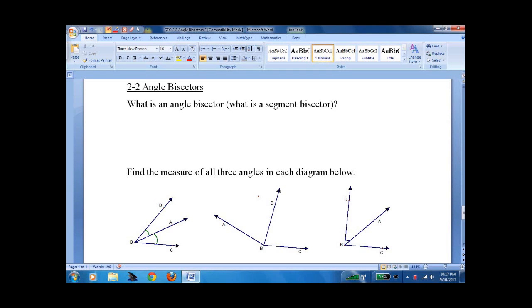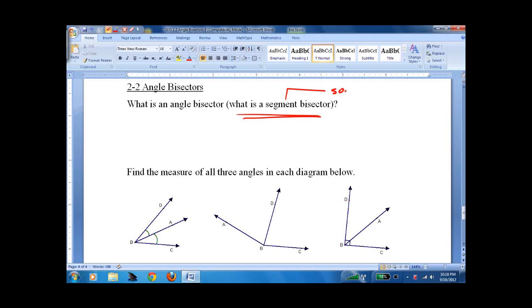Lesson 2-2, angle bisectors. So we start off with a simple question. What's an angle bisector? Hope you remember what's a segment bisector. That's something that cuts a segment in half.